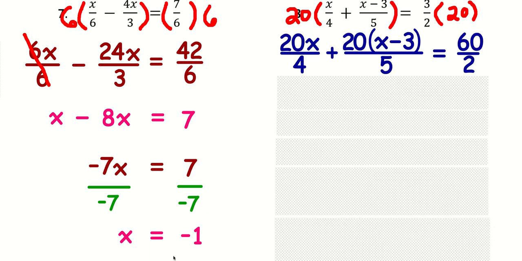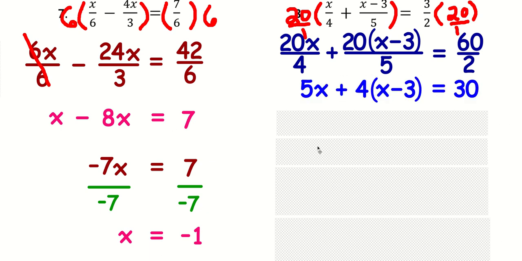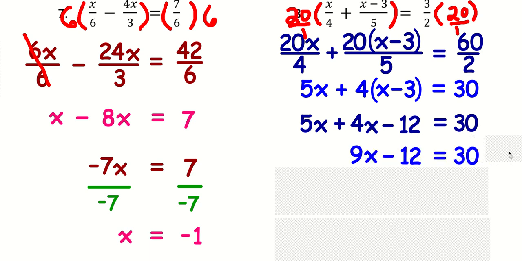And I didn't mention this yet, but keep in mind that technically multiplying by 20 means multiplying by 20 over 1, okay? So we end up with this. And then 20 divided by 5 is 4. And then we can just solve.